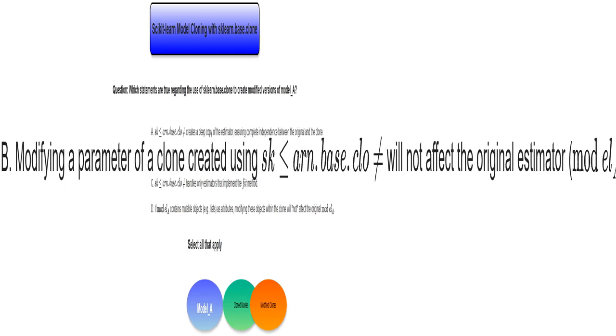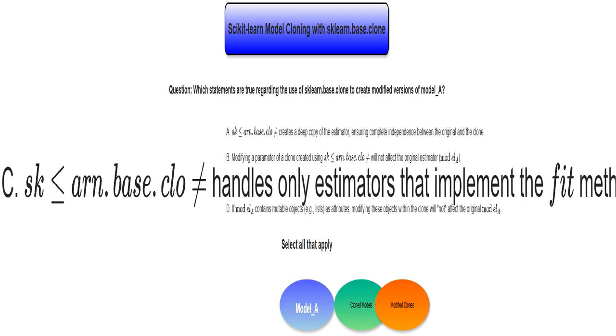Statement B focuses on whether adjusting settings, parameters, in the copied model will accidentally change model_a. This is the core functionality we want from cloning: separate copies with independent modifications. Statement C suggests a limitation. It claims sklearn.base.clone only works with models having a fit method, used for training. We need to verify if this is a true restriction or not.